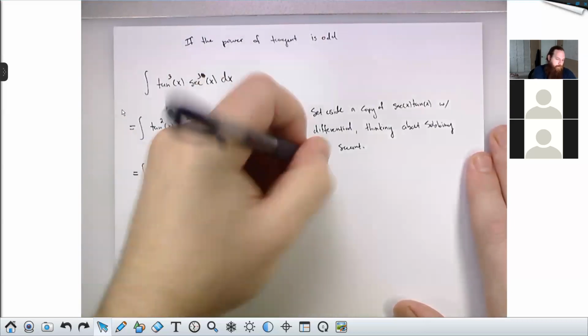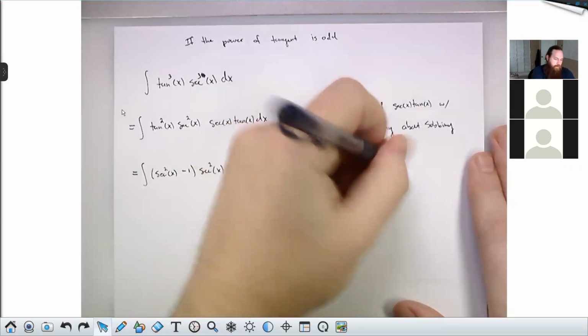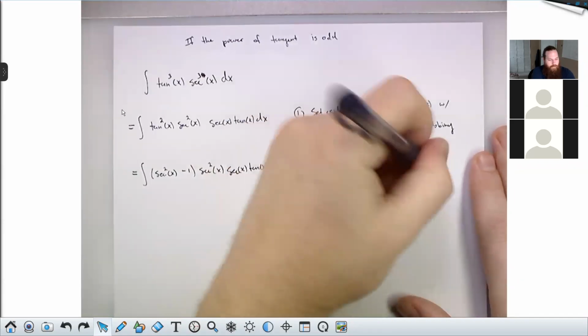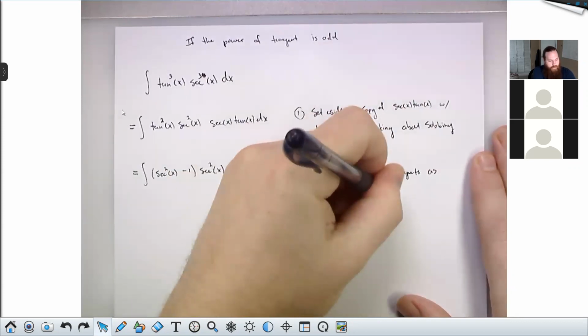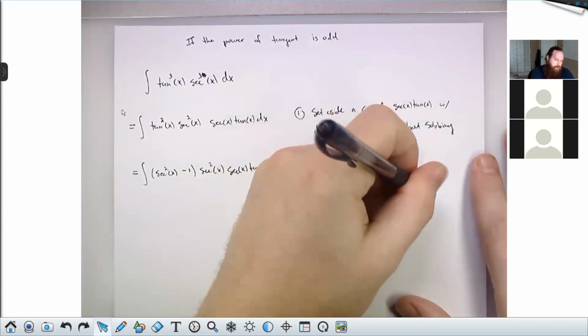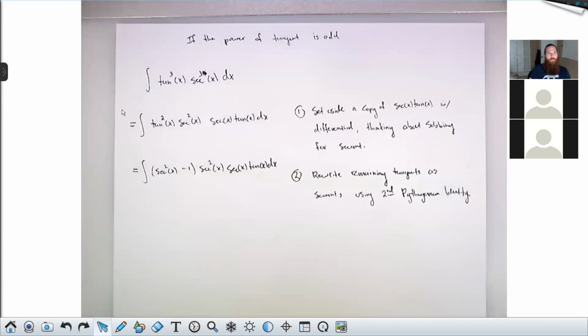So your second step is to rewrite the remaining tangents as secants using, again, the second Pythagorean identity. That's what we've done here. After setting aside one secant and one tangent, I have two tangents left over. Because the power of tangent was odd, this will always result in an even power of tangent, which can always be rewritten using that identity. And now you go ahead and make the substitution.